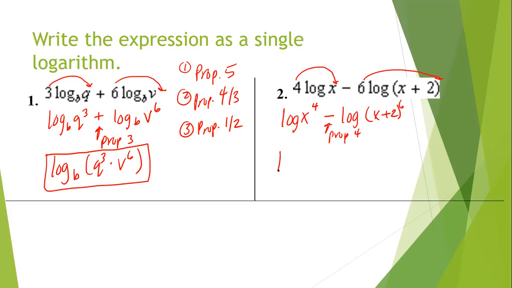That gives me log, and division matters. Your first term is your numerator and the second term is your denominator. So x to the 4 over x plus 2 to the 6. Then can I use property 1 or property 2? No, there's no canceling out, no inverses being utilized. So this would be my final answer.